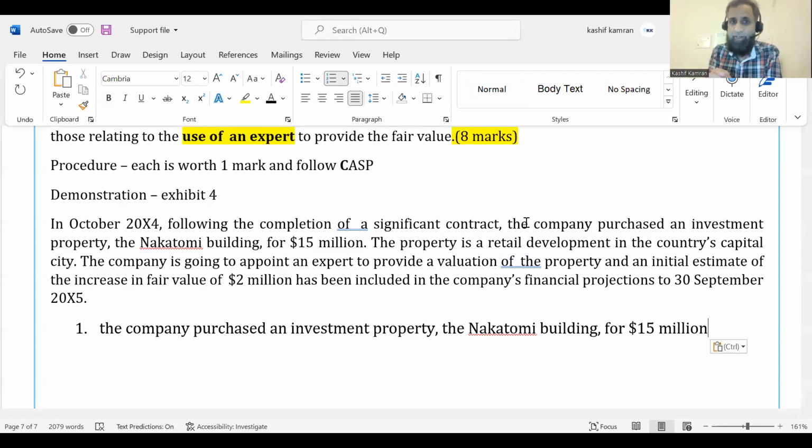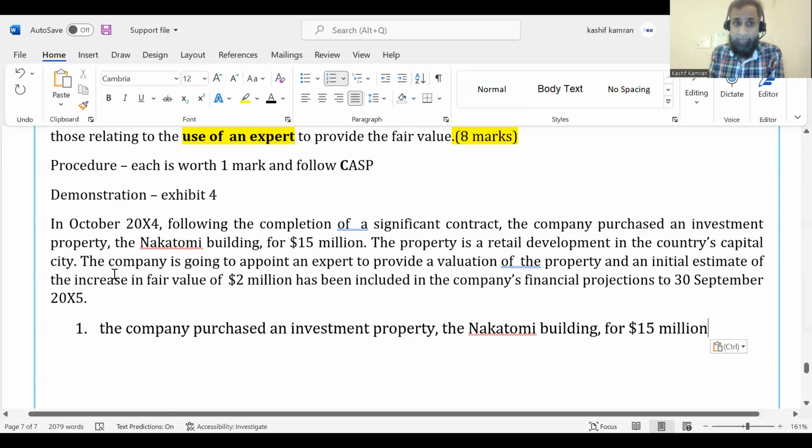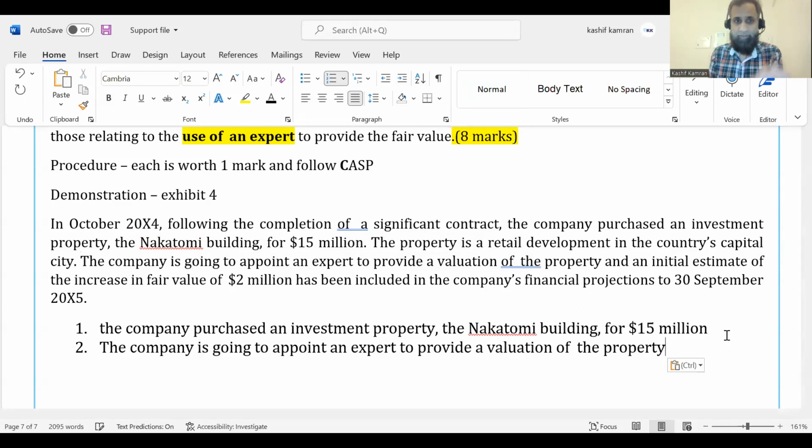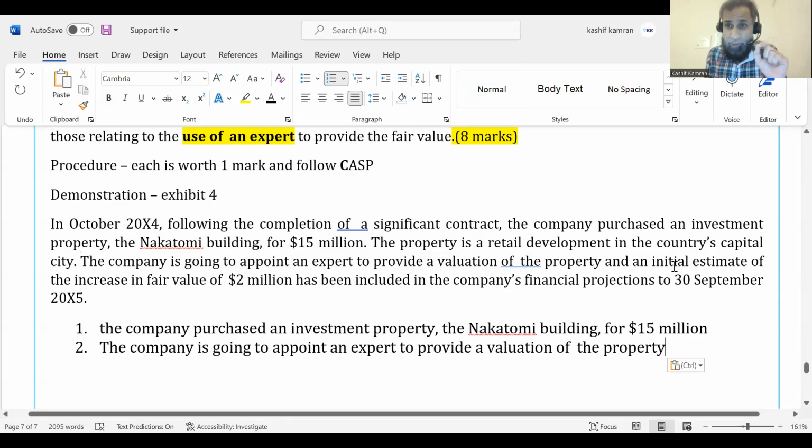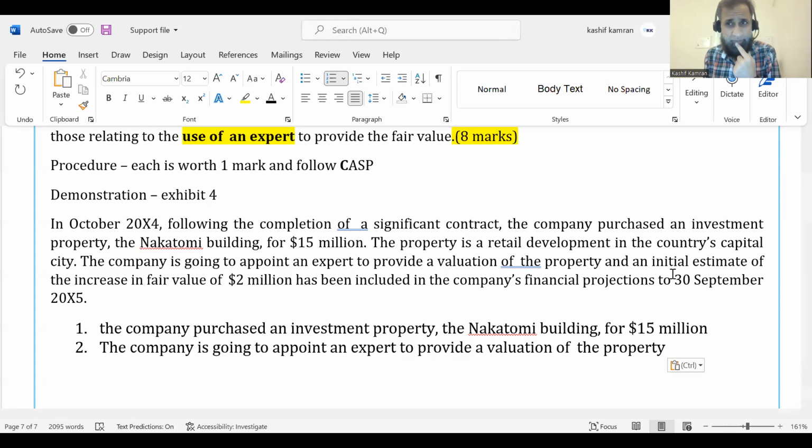The company is going to appoint an expert. They've not yet appointed it. The company is going to appoint an expert to provide a valuation of the property. Control C, Control V. And an initial estimate. Has the expert been appointed? No. So who has given the initial estimate if the expert has not been appointed?